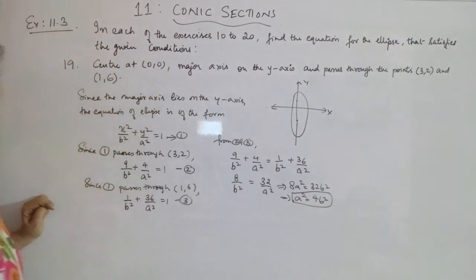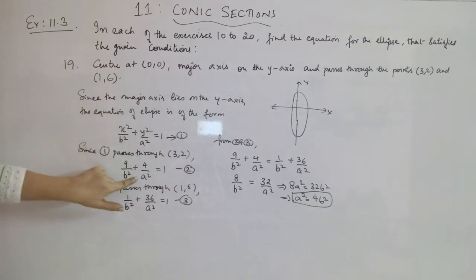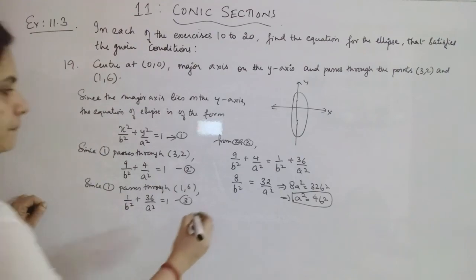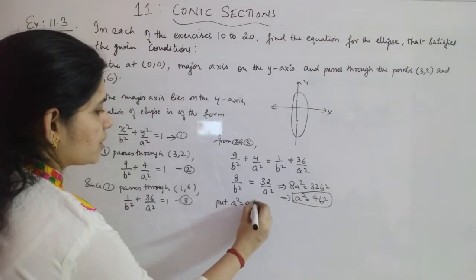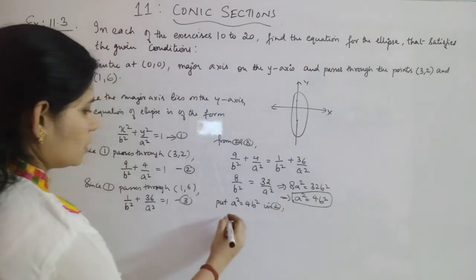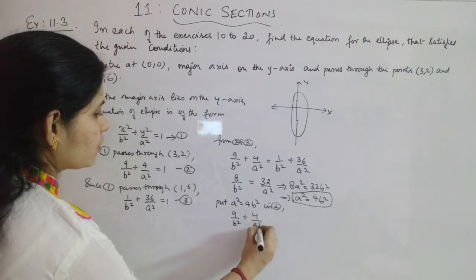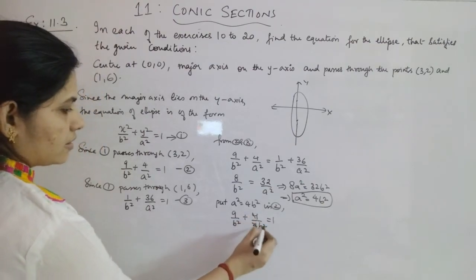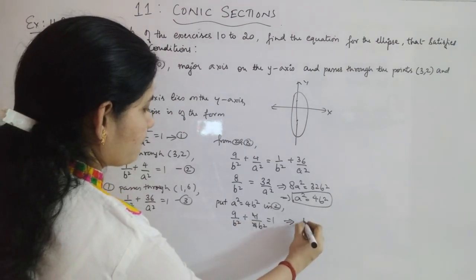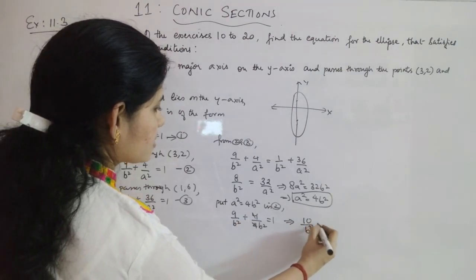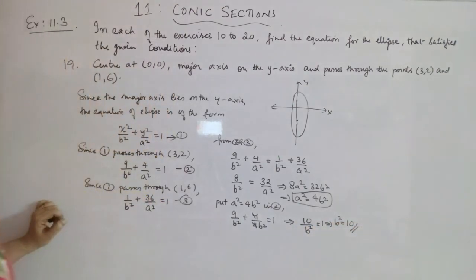Now, this will help us to find out the values. Suppose we are substituting in equation number 2 the value of a square with 4b square. Put a square equal to 4b square in equation number 2. So, what you will get? 9 by b square plus 4 by 4b square equal to 1. So, this will give you 10 by b square is equal to 1, or b square is equal to 10. So, you got the value of b square.